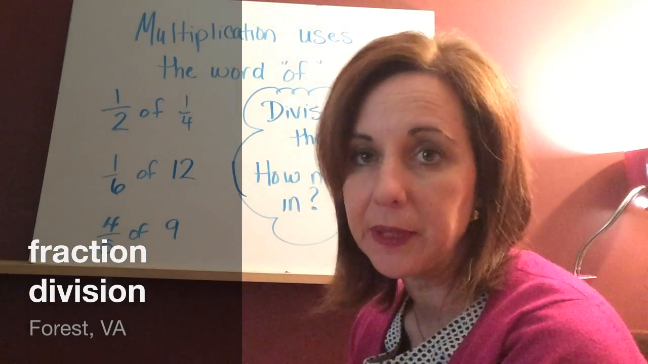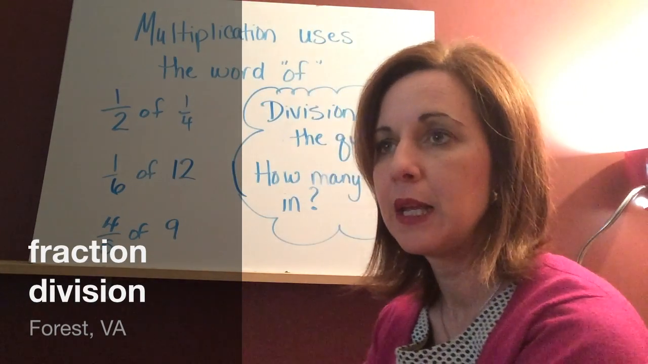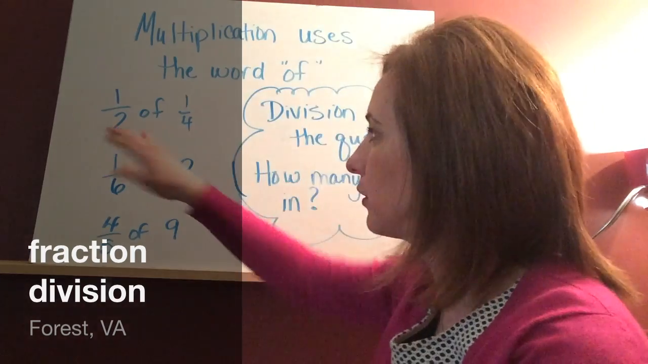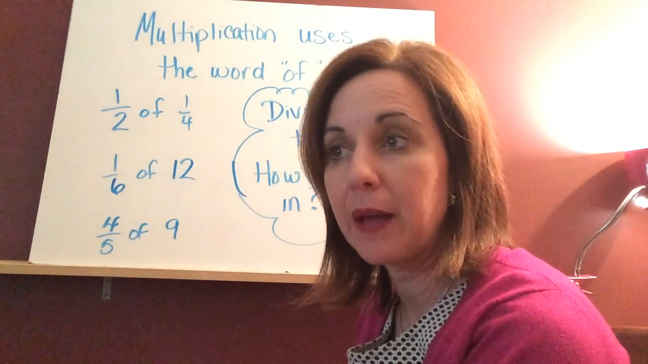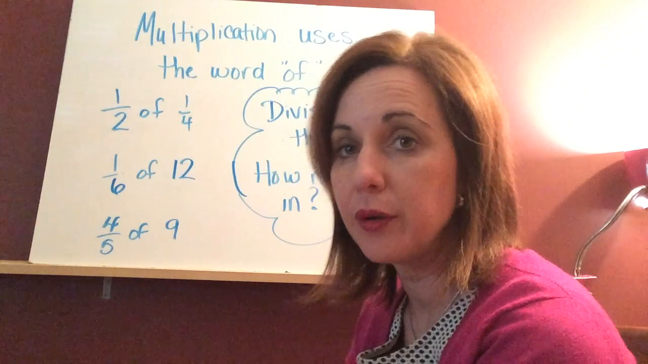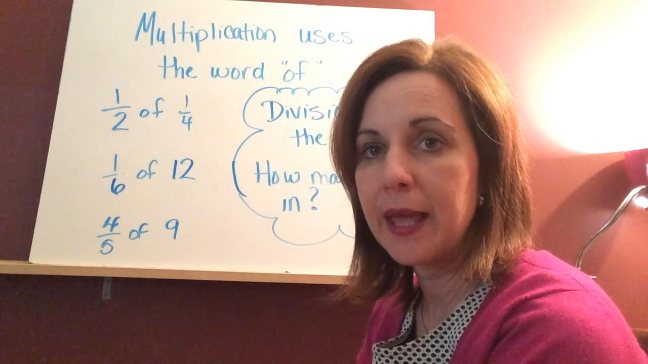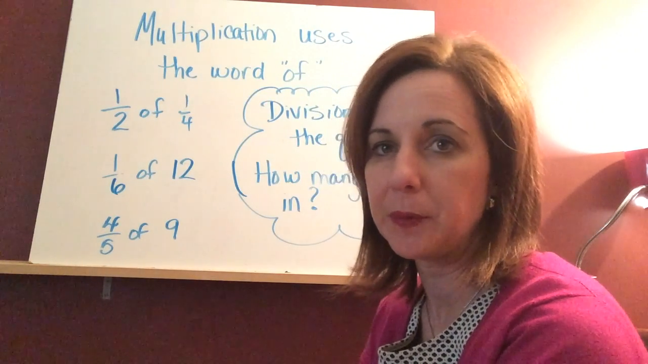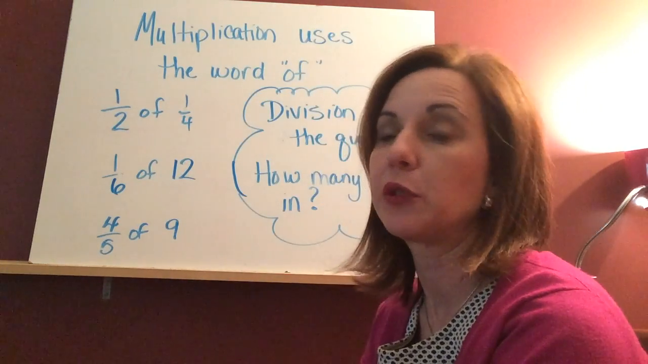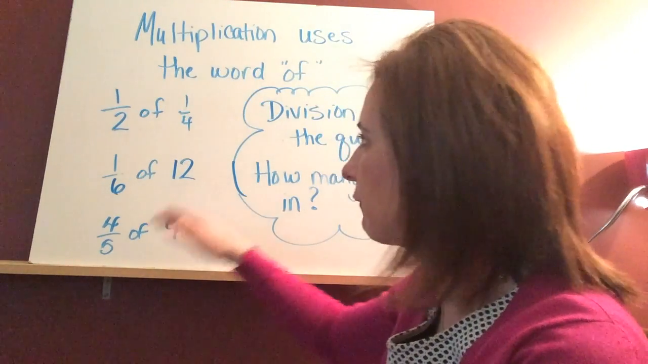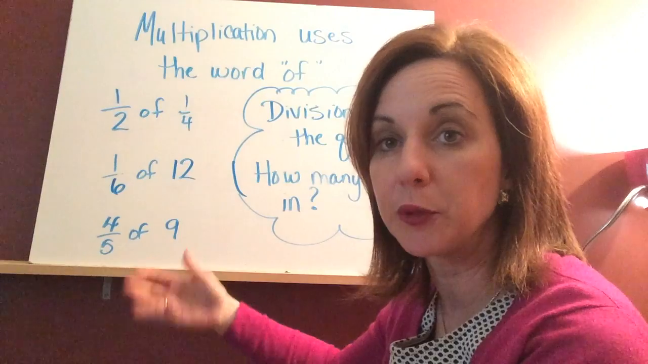So we've talked about multiplication of fractions, and we did some activities where you learned that you could multiply straight across the top, straight across the bottom. We talked about how you could simplify before you multiply. And the most important thing we learned about multiplication is that you use it to answer the question of. So what is half of 1/4? Well, we would know that that's a multiplication problem.